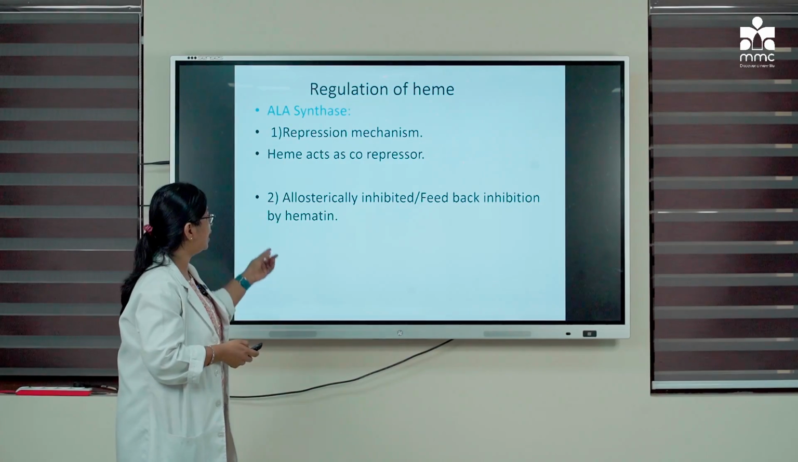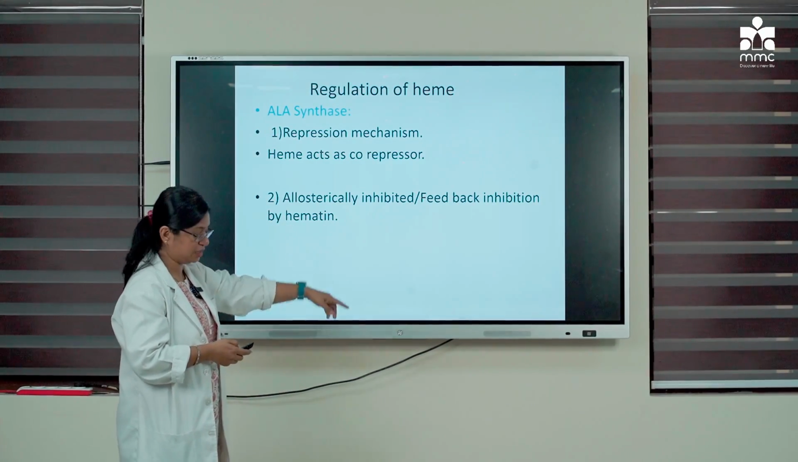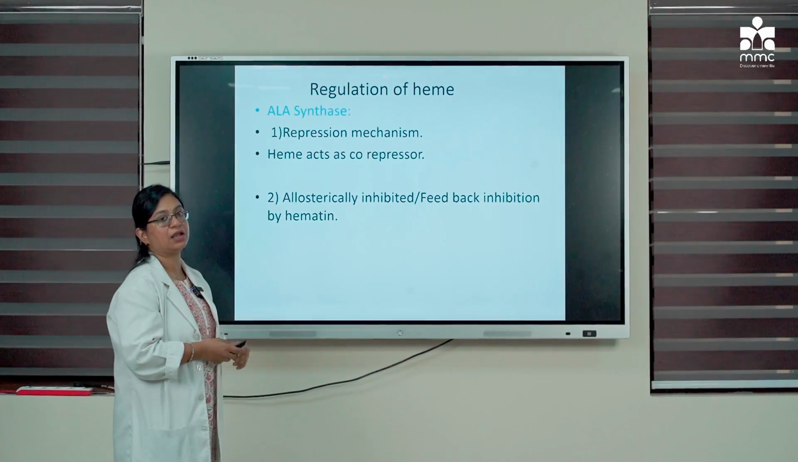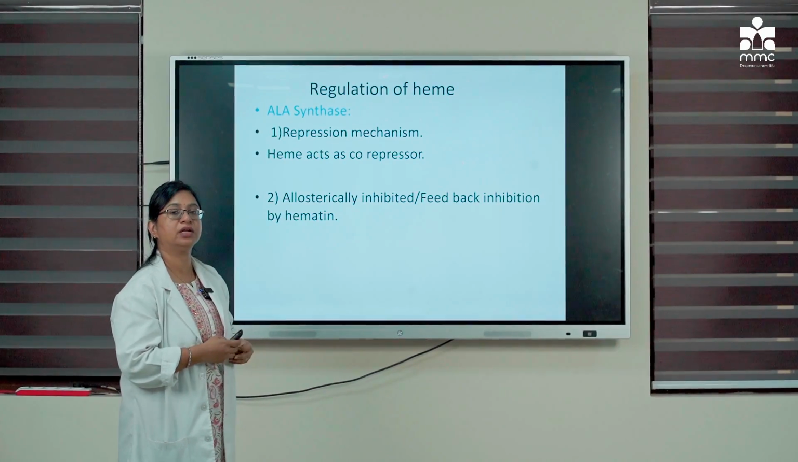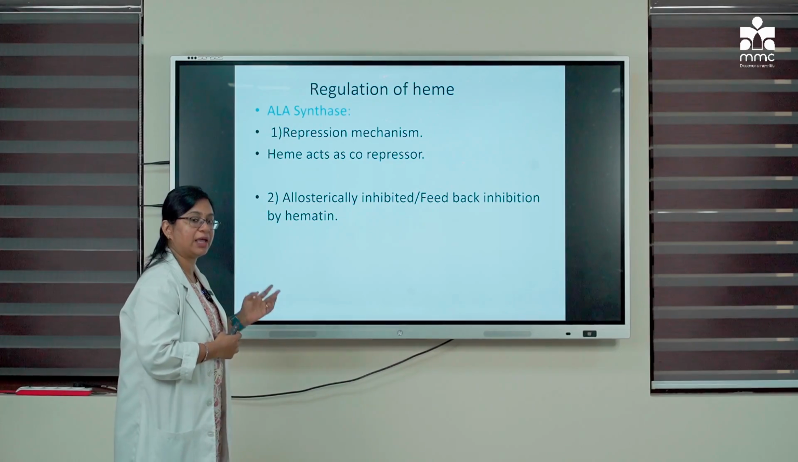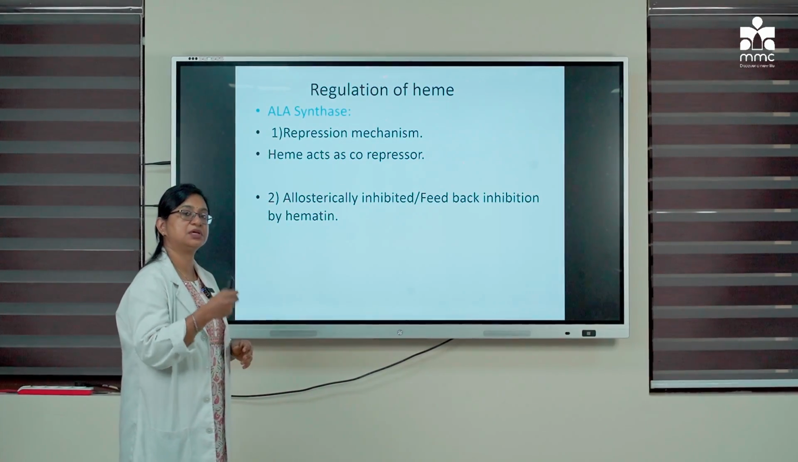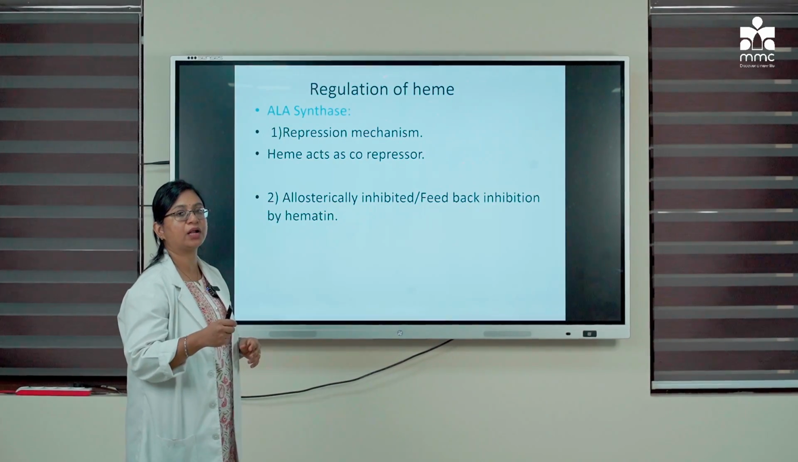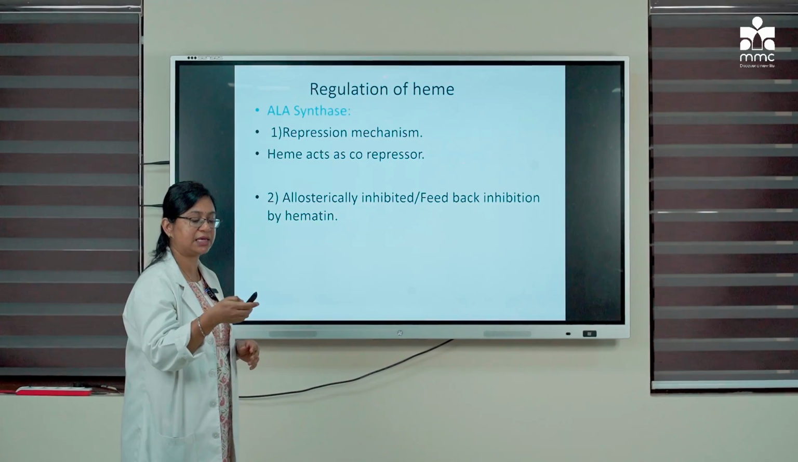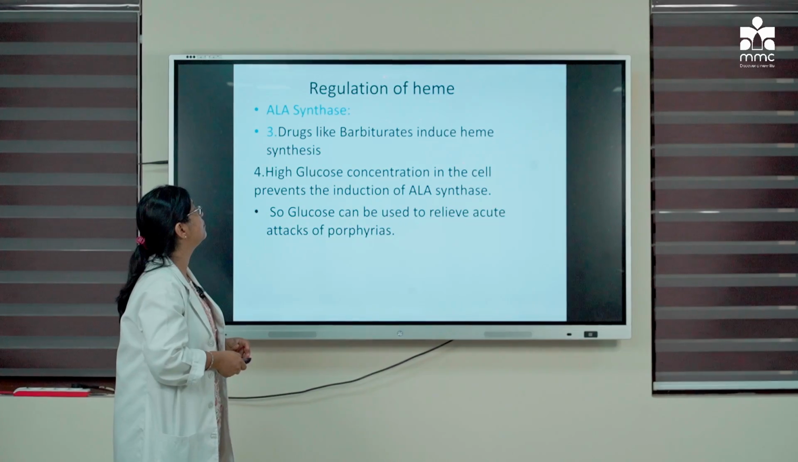Then you even have allosteric inhibition and feedback inhibition. Feedback inhibition, when we had done all the different types of enzyme inhibition under the topic enzymes, you know, the feedback inhibition takes place in a pathway where the end product of the pathway goes and inhibits the key enzyme or the regulatory enzyme.